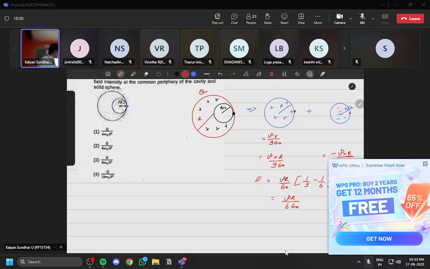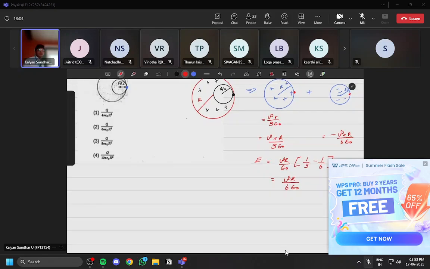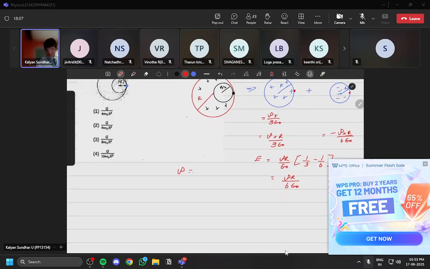Now we have to mention it in terms of the options. You have to mention it in terms of q. Correct? So what should we do to mention it in terms of q? Rho is nothing but q by the total volume. So what is q? Keep as it is. What is the volume? Volume of the complete sphere, which is in capital R. So this will be 4 by 3 pi r cube.